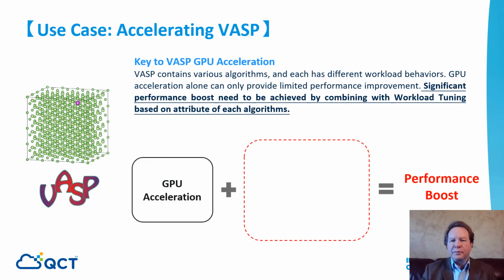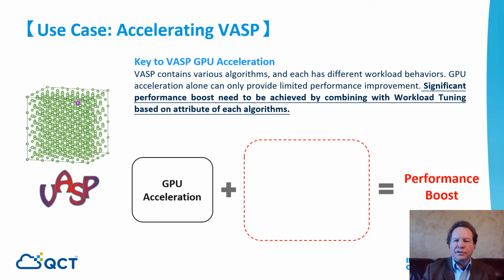The parallelism of GPUs combined with the gradually matured software ecosystem, like OpenACC, have provided an alternative to the CPU-only solutions, with their performance bottleneck for such CPU-intensive codes. However, GPU acceleration alone can only provide a limited performance boost. The key to have a significant performance boost is to combine GPU acceleration with workload tuning.